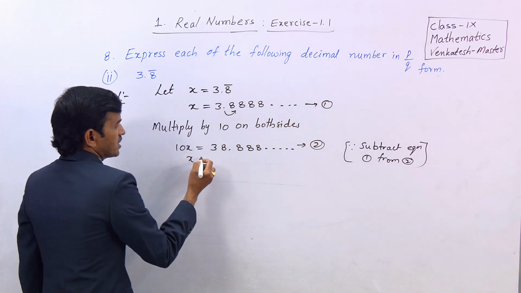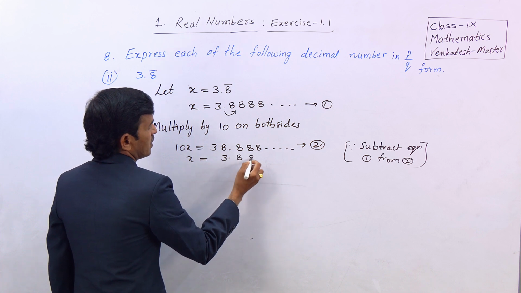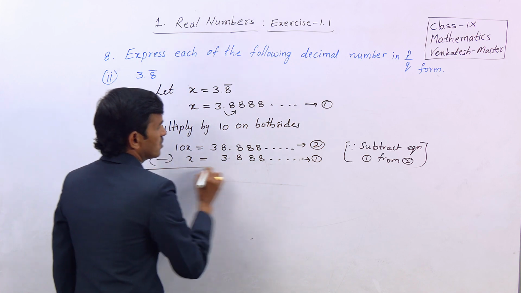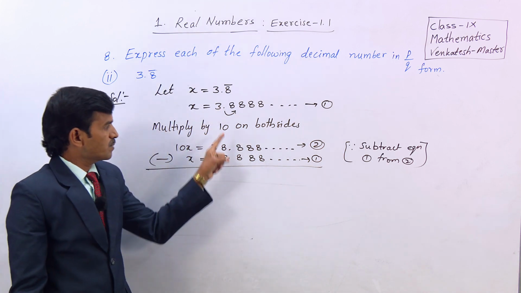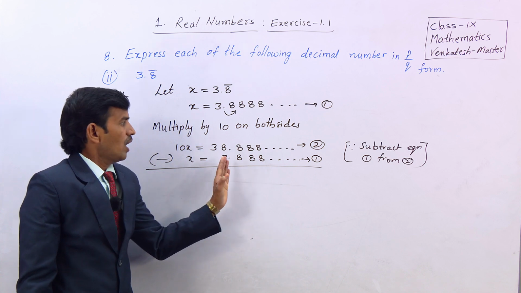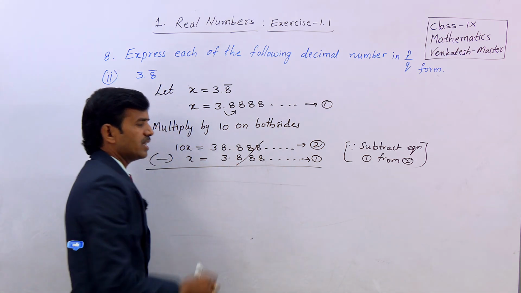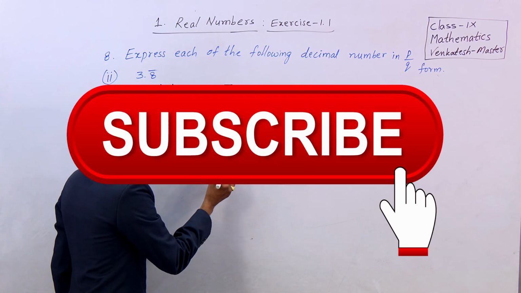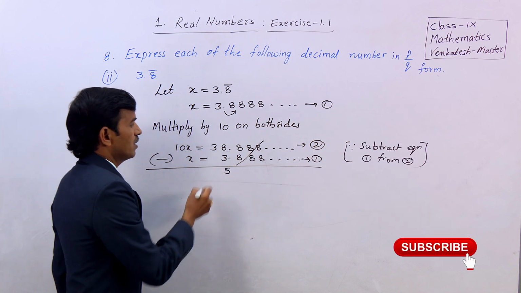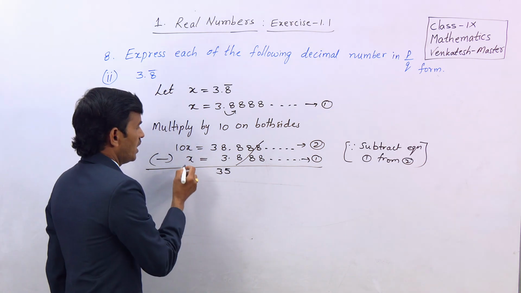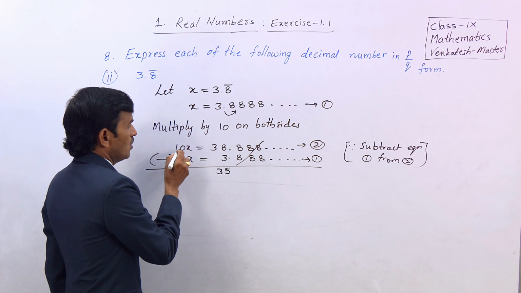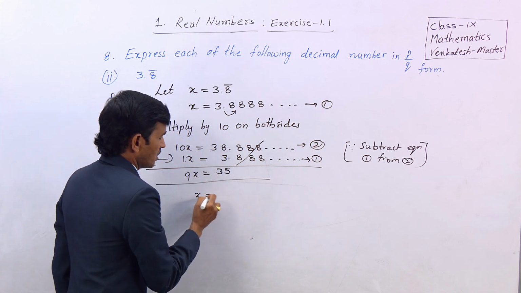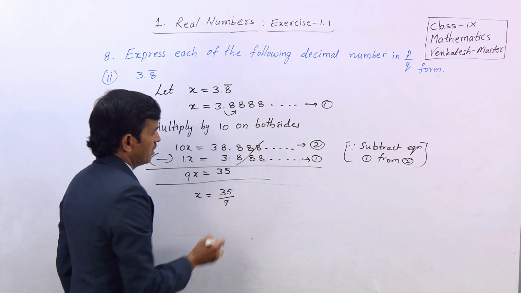See that x is equal to 3.888 and so on. This is equation number 1, which we are going to subtract. When we are writing, the decimal points must coincide, and the rest of the recurring digits get cancelled, even the decimal points also. Now what will we get? 8 minus 3 becomes 5. Next here 3. Next, this is 1 time of x, so 10 minus 1 is 9 times of x. Then it gives us x is equal to 35 by 9.